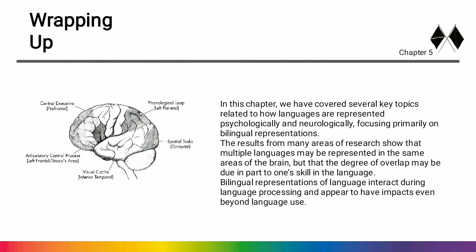In this chapter we have covered several key topics related to how languages are represented psychologically and neurologically, focusing primarily on bilingual representation. The results from many areas of research show that multiple languages may be represented in the same areas of the brain, but that the degree of overlap may be due in part to one's skill in the language. Bilingual representations of language interact during bilingual processing and appear to have impact even beyond one language.